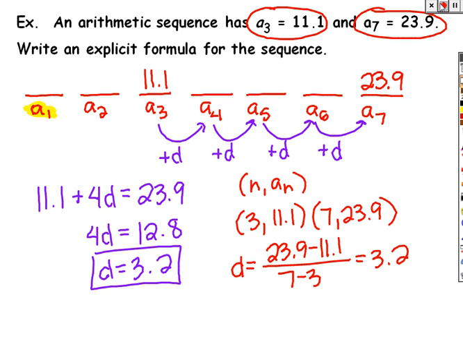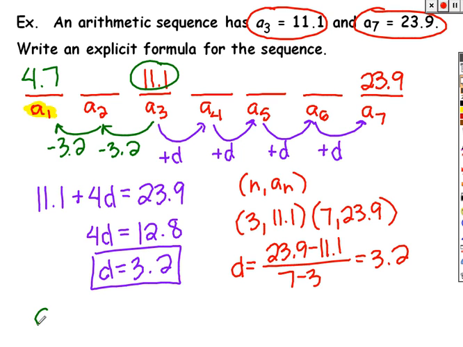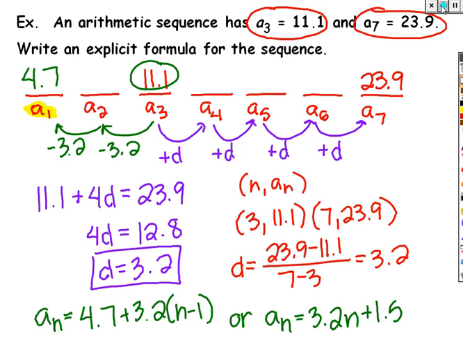Once you have that constant difference, you would need the first term. So if I take 11.1 and I go backwards and subtract 3.2 again, that first term should be 4.7. So now you have all the information you need to write your explicit formula. To get the nth term, I'm taking the first term and I'm adding on that constant difference n minus 1 times. If you distributed this out, you'd get an equation in that y equals mx plus b form, where this is your slope, your constant difference, and that would be like the a sub 0 term. So either of these would work for your explicit formula.